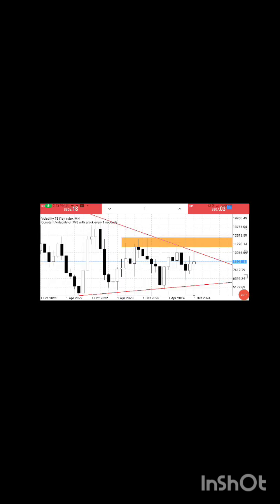Okay, it doesn't matter if you're a scalper or not, you must know the direction, whether you want to scalp or whether you want to swing trade or whether you want to be a day trader. You must know the actual direction of the market for you to remain consistent and profitable.